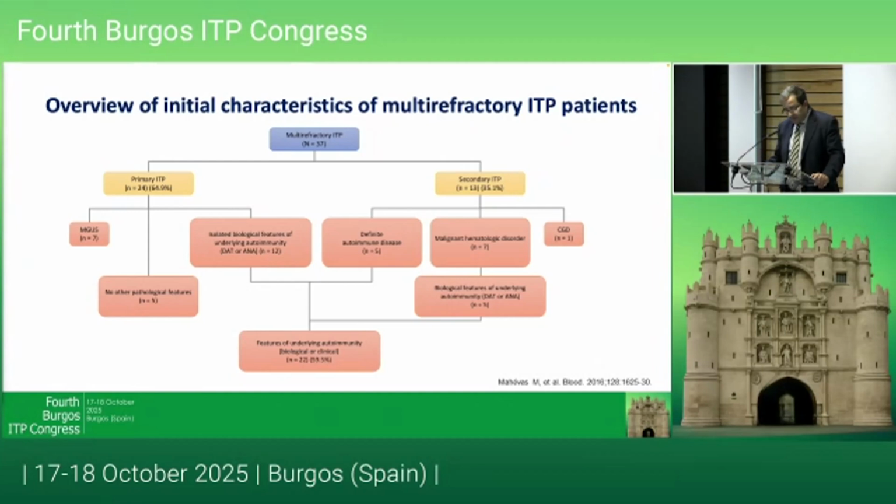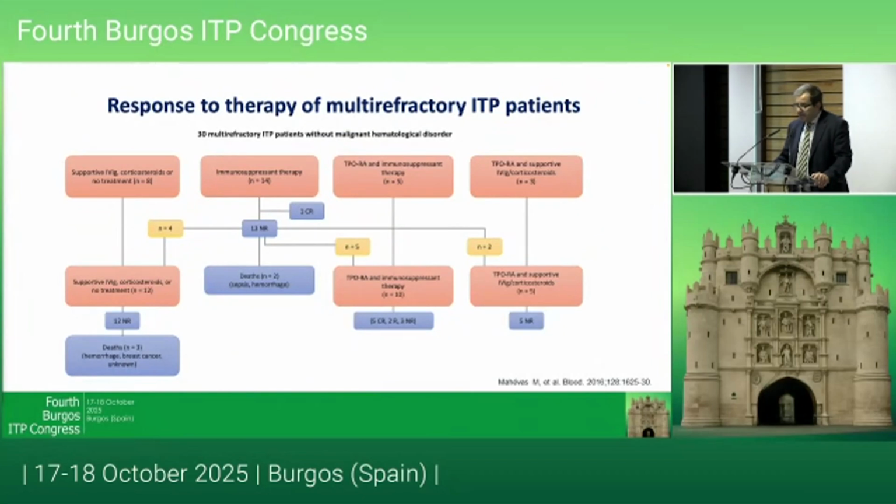Regarding the primary ITP on the left, there were 7 patients with no other pathological features observed in 5, and isolated biological features of underlying autoimmunity, such as positive ANAs, antinuclear antibodies, were observed in 12 patients. On the right, they had 5 patients with a definite autoimmune disease, 7 patients with a malignant hematological disorder, and 1 patient with cold agglutinin disease. And all of these also had biological features of underlying autoimmunity in 5 patients. And as a whole, at the end of the cartoon, you can see that the features of underlying autoimmunity were observed in 22 patients.